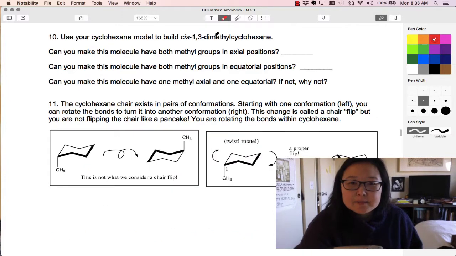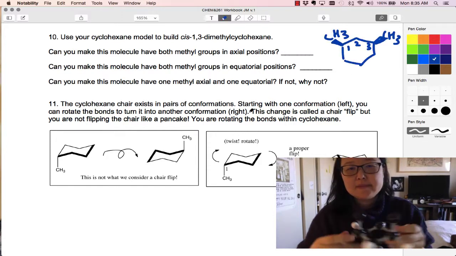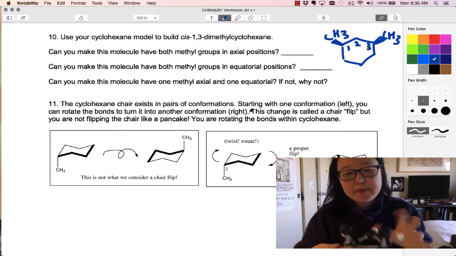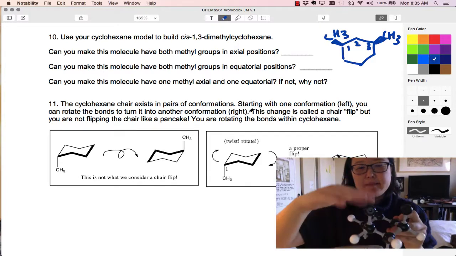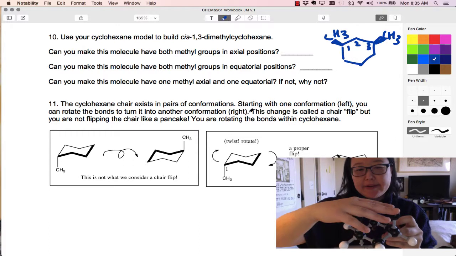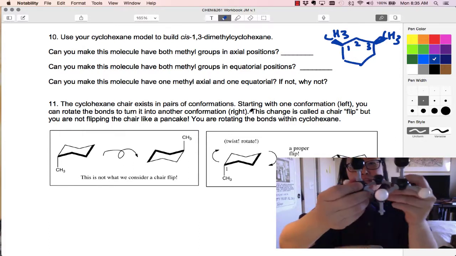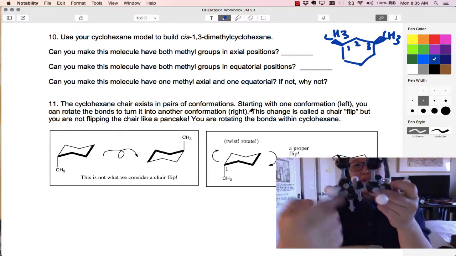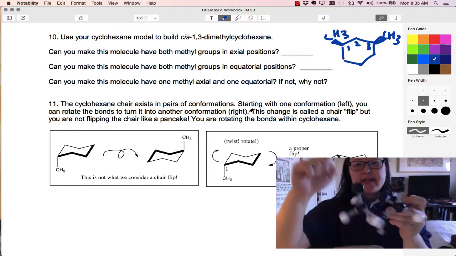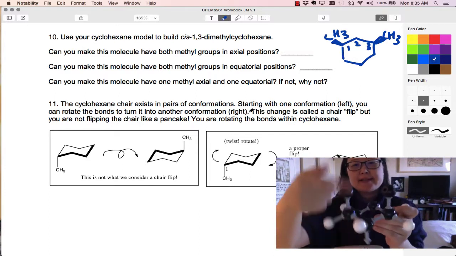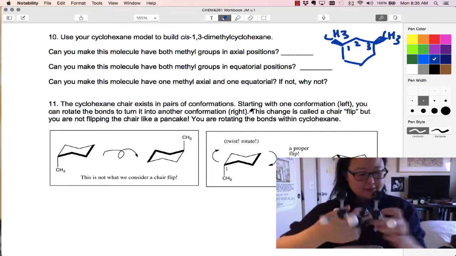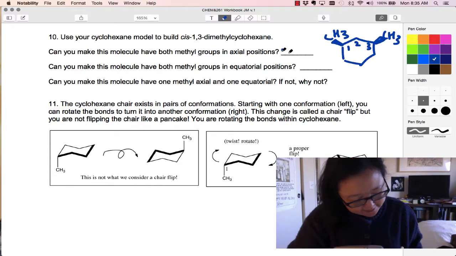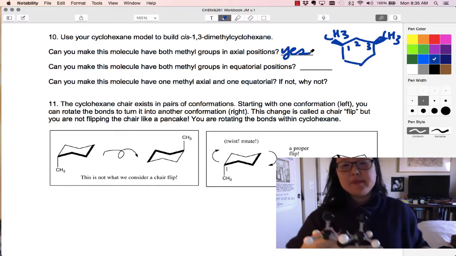Let's build cis-1,3-dimethylcyclohexane, and then let's draw it over here. Alright guys, I removed some of my hydrogens just so you can see the methyl groups are cis to each other. I have them in my chair conformation, so the zigzag, such that these two groups are axial, they're pointing straight up. So yes, they can be axial.